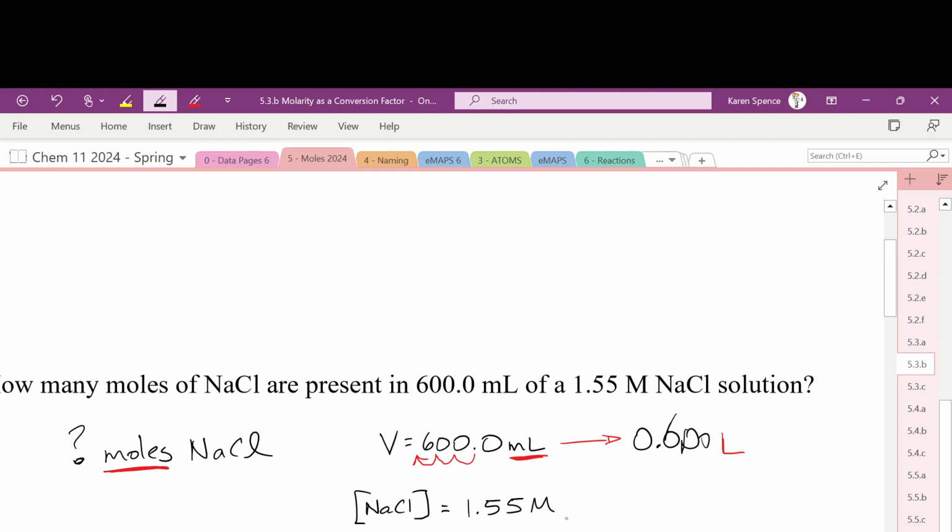How should I be writing molarity? Should I be writing it as capital M molar? Or should I be writing it as 1.55 moles over liters? I'm going to write it this way because now this is a conversion factor.